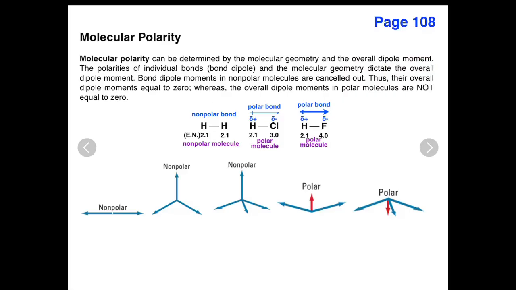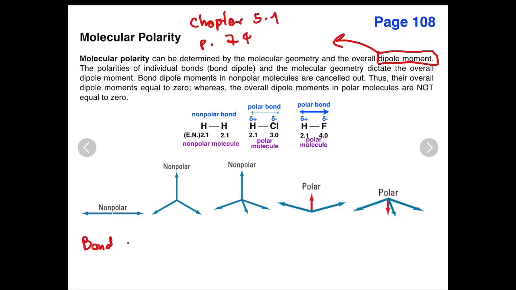In order to determine the dipole moment for each bond within the molecule, you are going to need to recall from the previous chapter section. The dipole moment from the previous chapter section is in chapter 5.1, page 74. If you recall this, you will see that we can determine the bond polarity from the difference in the electronegativity between the two atoms that are sharing electrons with each other.